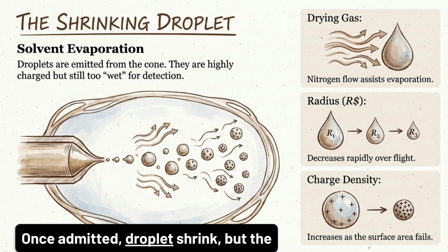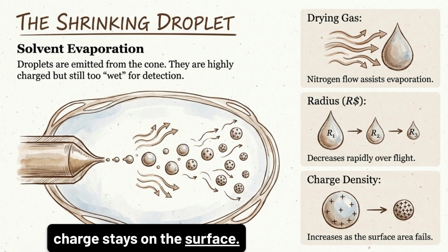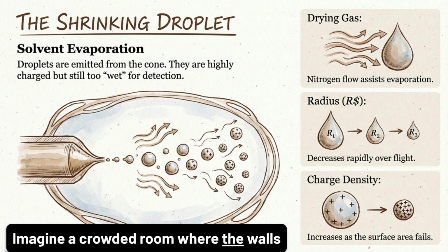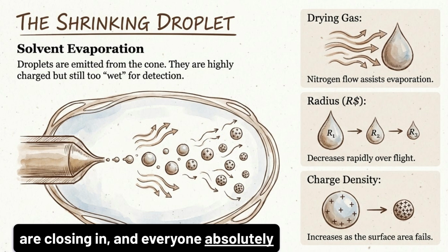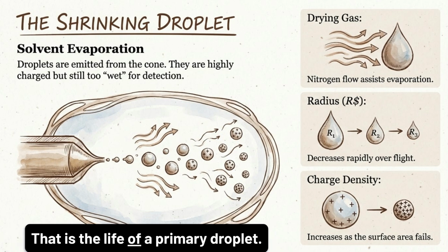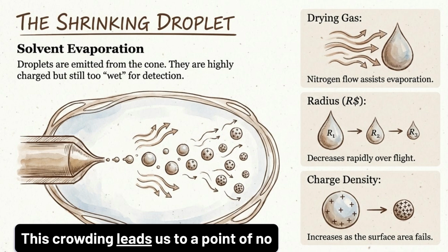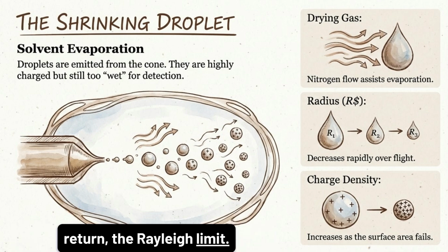Once emitted, droplets shrink, but the charge stays on the surface. Imagine a crowded room where the walls are closing in, and everyone absolutely hates each other. That is the life of a primary droplet. This crowding leads us to a point of no return, the Rayleigh limit.